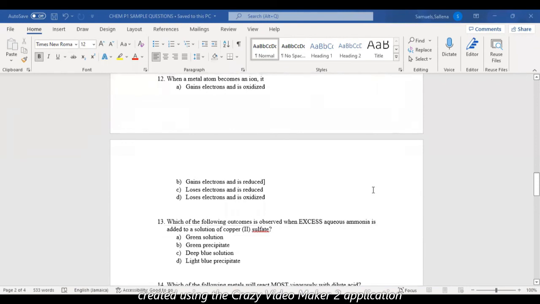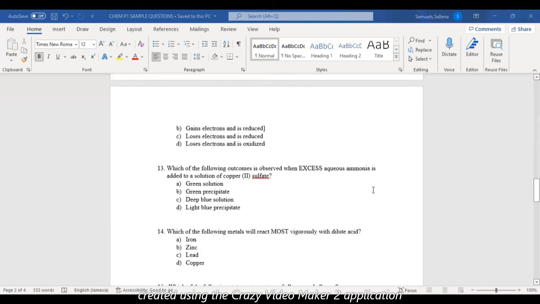Question 12, when a metal atom becomes an ion, it loses electrons and is oxidized. For example, sodium. When sodium metal loses an electron, it becomes Na+, which means that it lost an electron and is now oxidized. It's no longer in the oxidation state of 0, it is now +1.